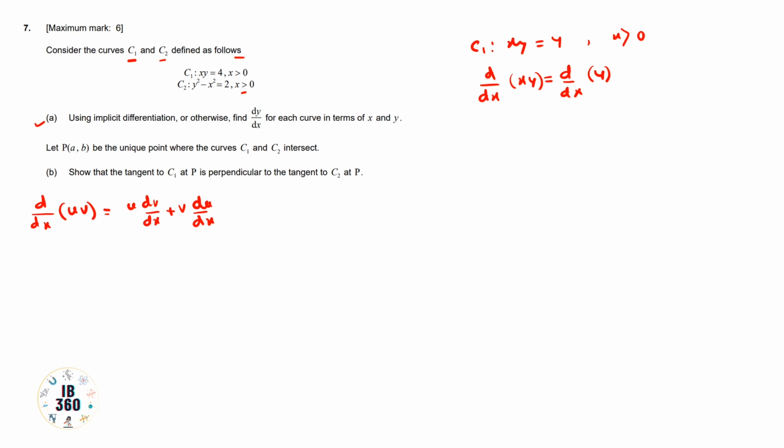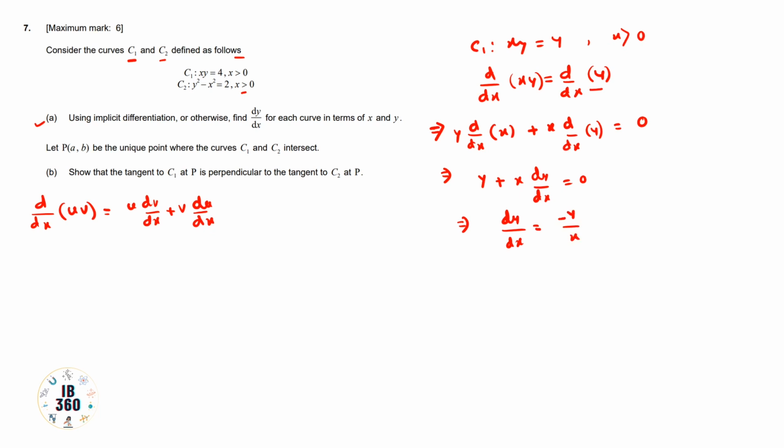Now the same formula we will apply here. After applying, it will be y d/dx of x plus x d/dx of y equals d/dx of a constant, which is 0. So from here we are getting y plus x dy/dx, because y itself is a function of x, equals 0. So we are getting dy/dx equals minus y by x.